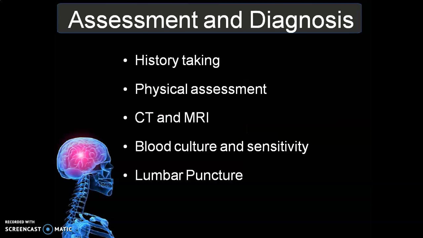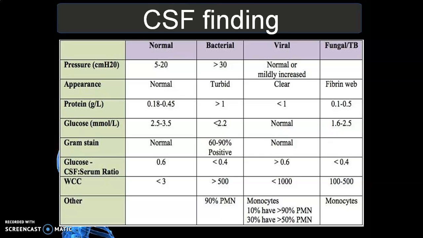Assessment and diagnosis: history taking, physical examination, CT scan and MRI we have to do, blood culture or sensitivity test we have to go for, and LP we have to do. LP we have to do because in lumbar puncture we collect the cerebrospinal fluid. So we collect the CSF and then we go for testing, so that we can classify whether the patient has fungal, bacterial, or viral meningitis. All right.